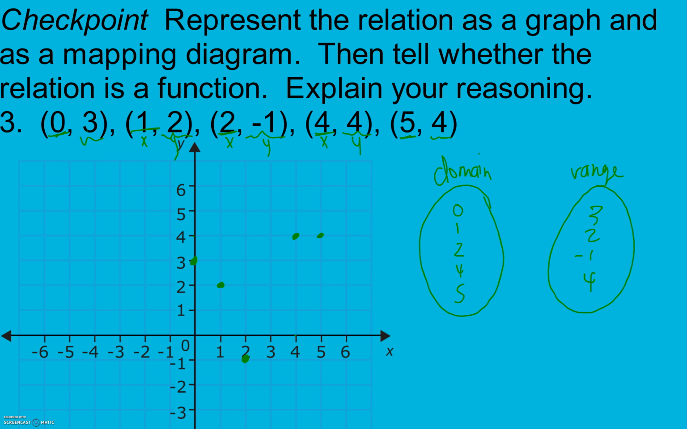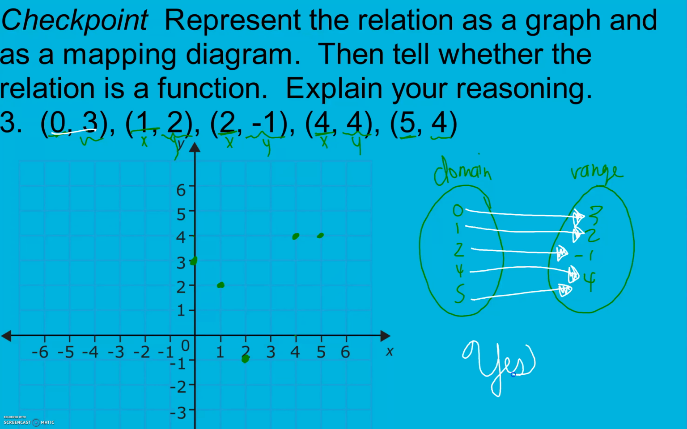Our last step is we draw our arrows, 0 to 3. And again, we have to have that arrow to show direction. 1 to 2. 2 to -1. 4 to 4. And 5 to 4. Is this a function? Yeah. Every input has its own output.